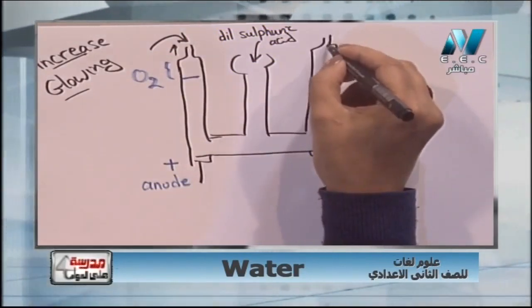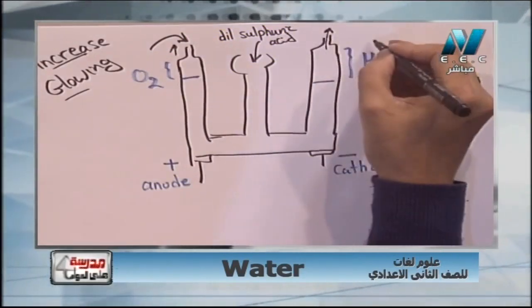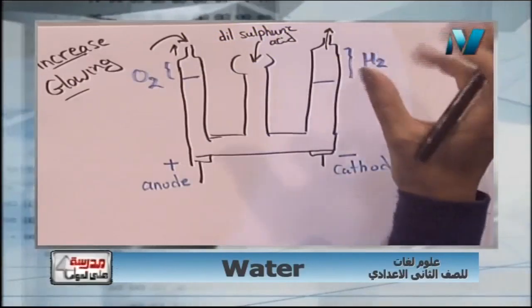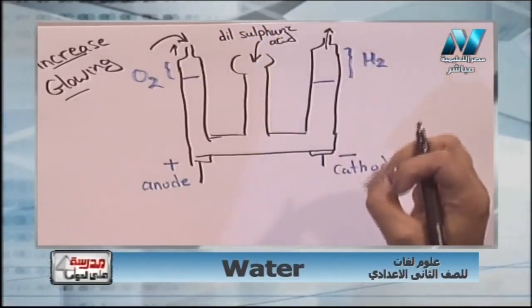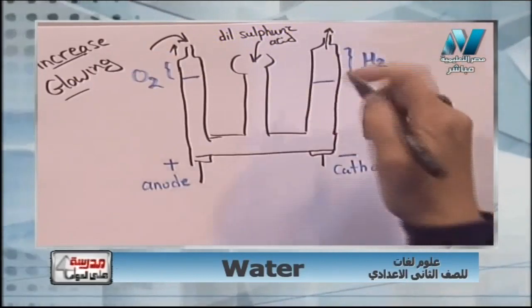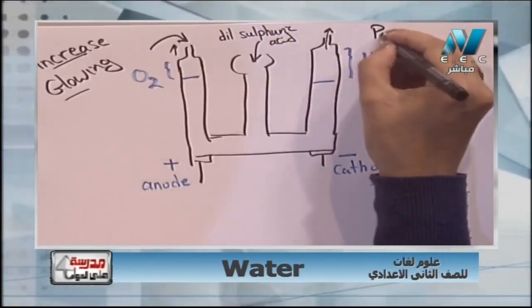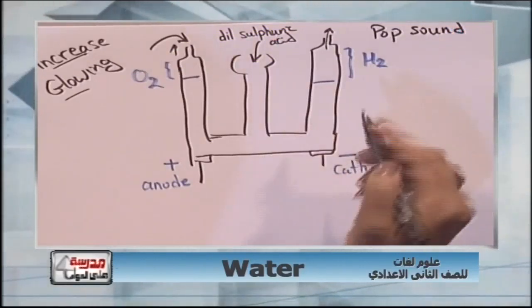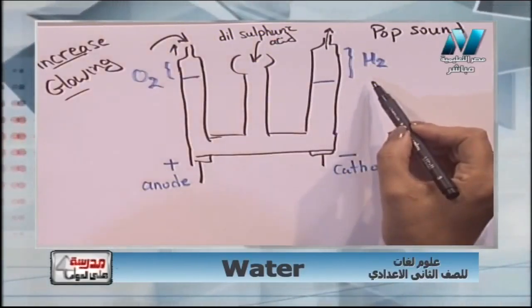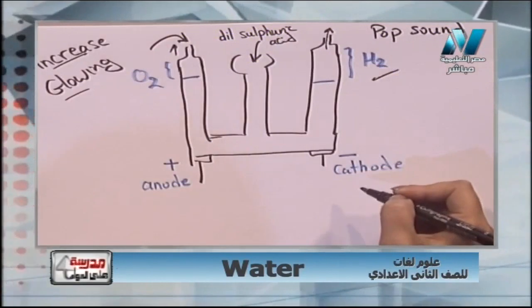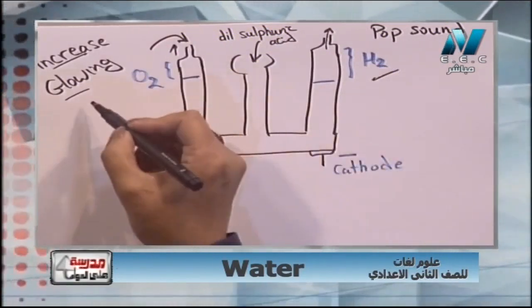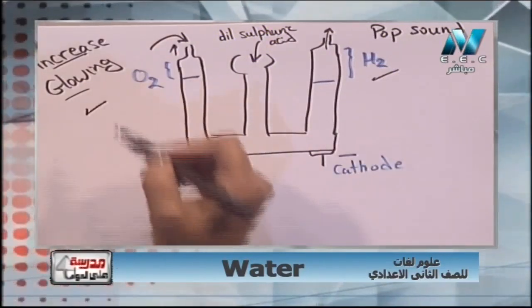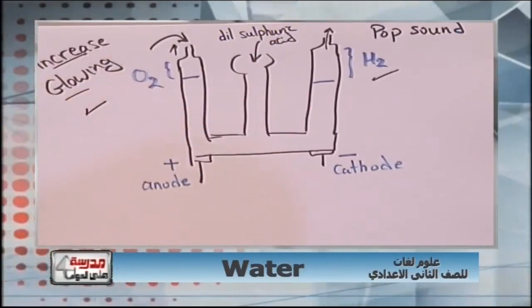When we open this and the hydrogen gas evolves, we make a sound, pop sound. Why? Because the hydrogen gas is pushing outside this opening, so it gives a pop sound. Okay, so what's the gas which gives a pop sound? It is hydrogen. What's the gas which increases the glowing of the splint? It is the oxygen gas.